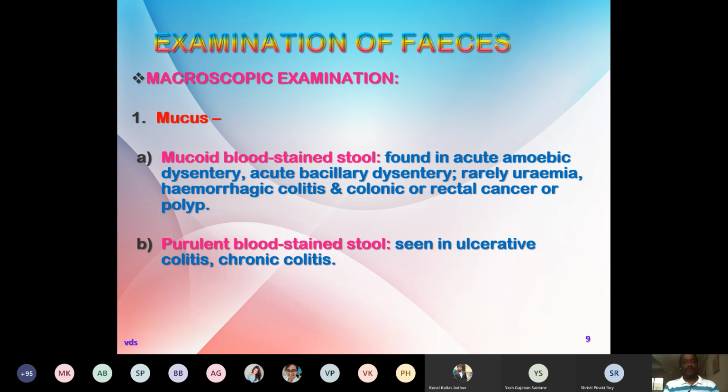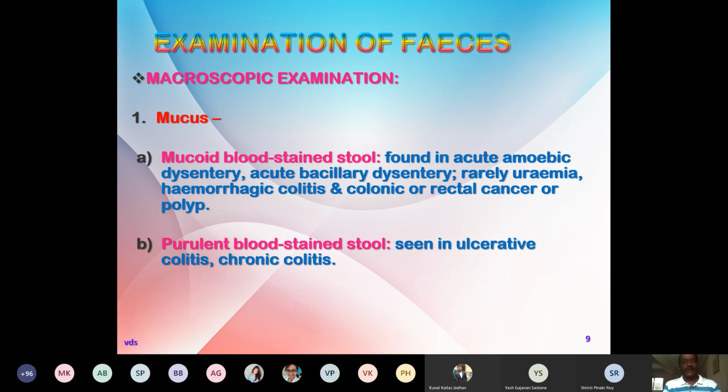So if you observe mucoid blood-stained stool, it is usually found in acute cases of dysentery, amoebic dysentery, bacillary dysentery, or rarely it may be seen in uremia, hemorrhagic colitis, and colonic or rectal cancers or polyps. So that means the inflammation and release of blood in the intestine means an ulcerative condition due to any of these particular infections or malignancies. So mucus in that condition is excessively secreted in the intestine, which is stained with blood.